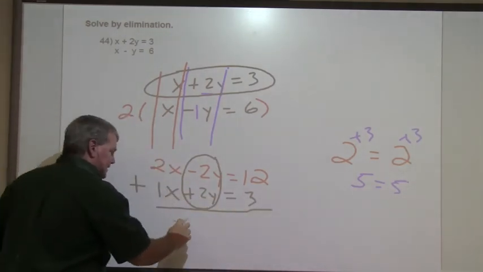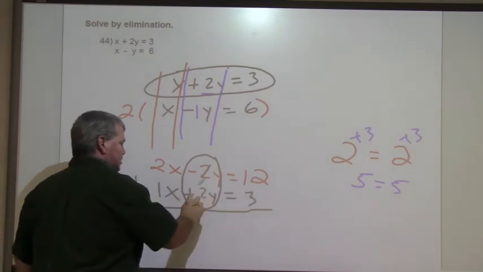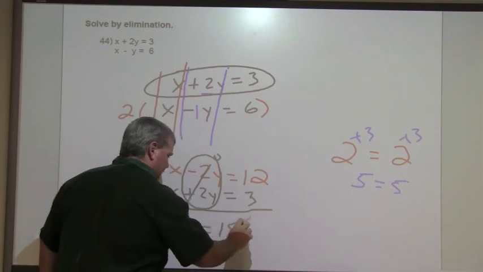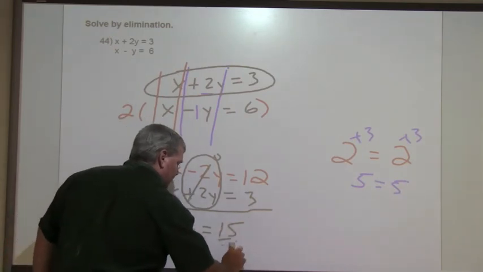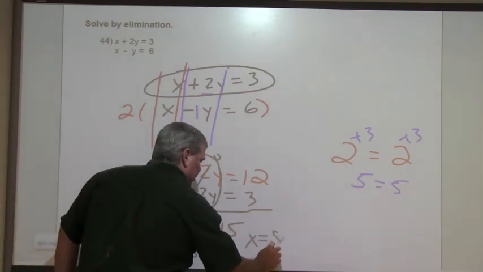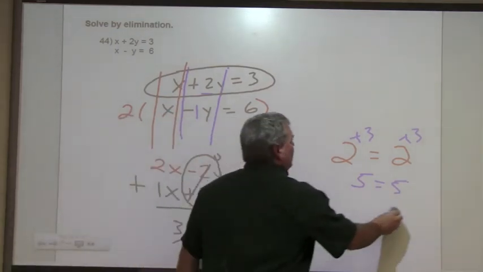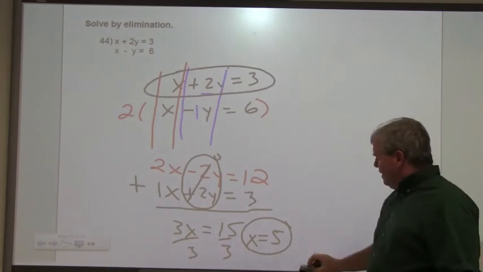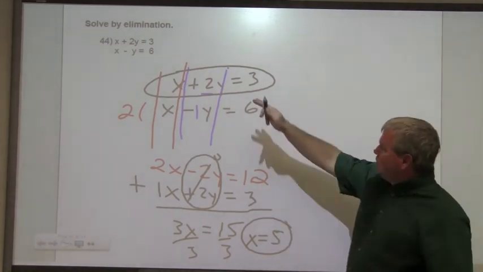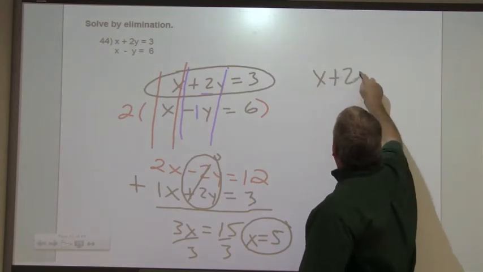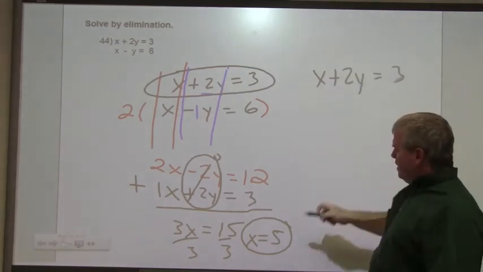2x plus 1x is 3x. These two zero out. 12 plus 3 is 15. Divide by 3 and I get x equal to 5. And what am I going to do with that? Well, once I get x equal 5, then I'm going to go back to one of my original equations. Doesn't matter which one. I'll take the top one again here. x plus 2y equals 3.